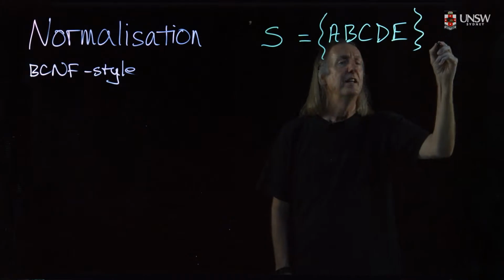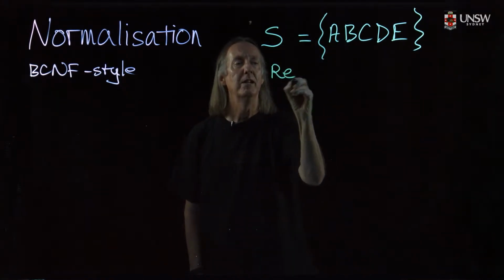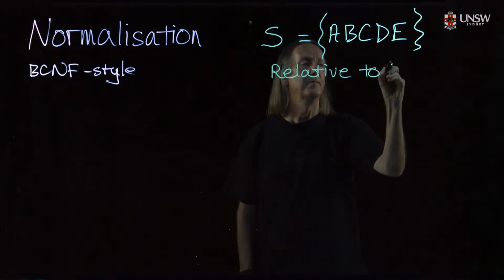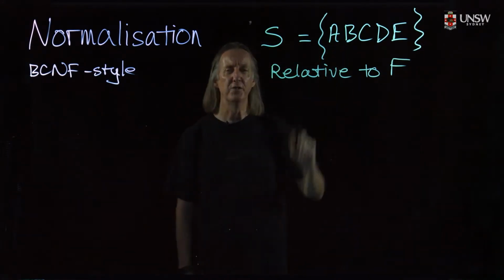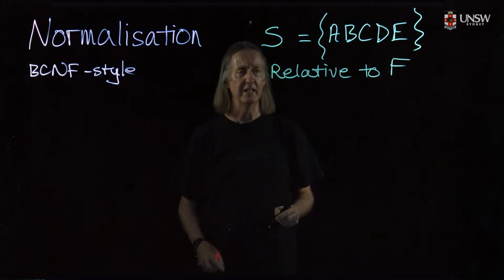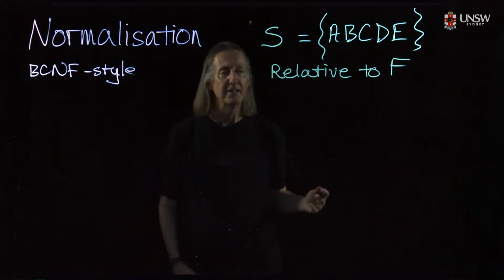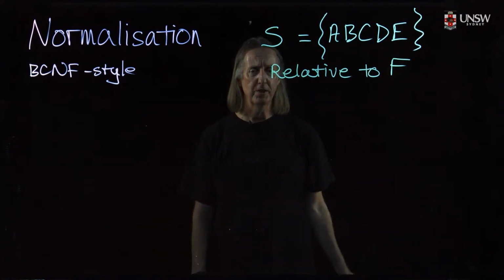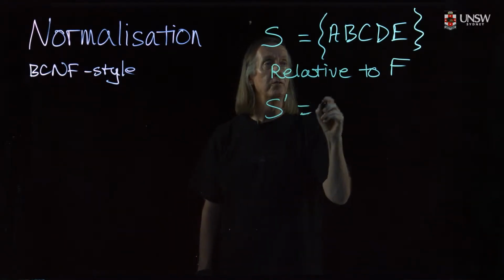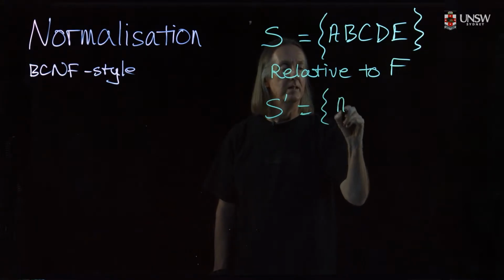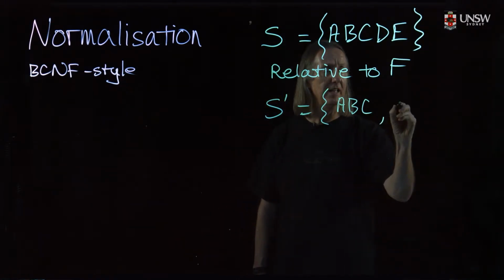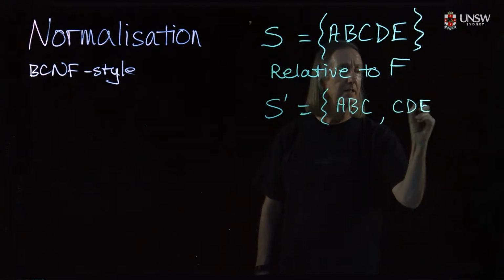And of course, that's all relative to a set of functional dependencies. If it's not, then we're going to have to do something to transform it towards being in BCNF form. And as I mentioned earlier, that normally involves some kind of decomposition process. So we might ultimately derive a new version of S that involves two tables, A, B, and C, and C, D, and E.